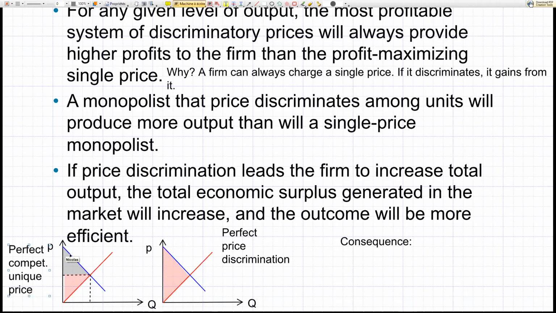I was willing to pay $10. I only paid $5, so my surplus is $5. Here, I was willing to pay $10, but the firm had perfect information on me and said, oh, you're going to pay $10. So what's my surplus? Well, actually, either I don't buy anything or I just pay $10 and I have zero surplus. So all of the surplus from all the transactions goes to the firm.